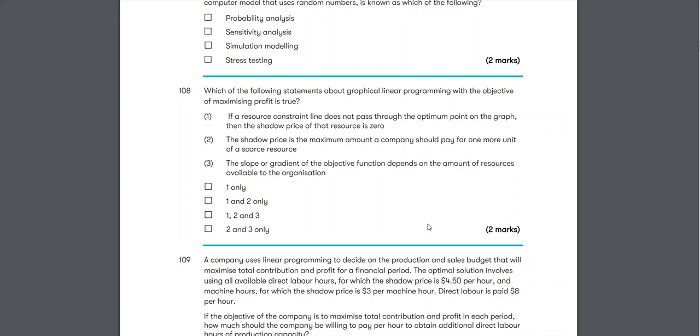The slope or gradient of objective function depends on the amount of resources available to the organization. I actually don't understand this. So usually, when you don't understand something, usually it is not correct.